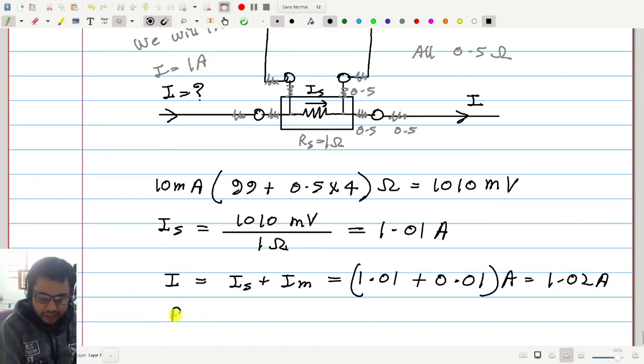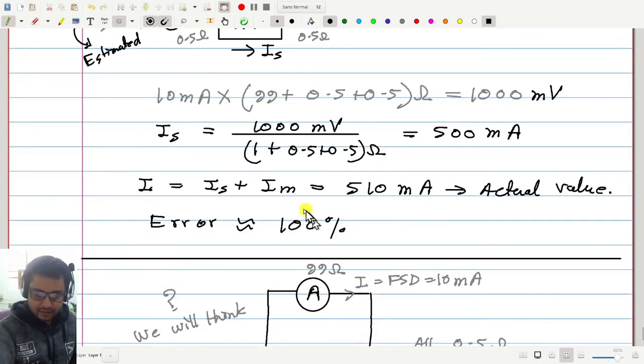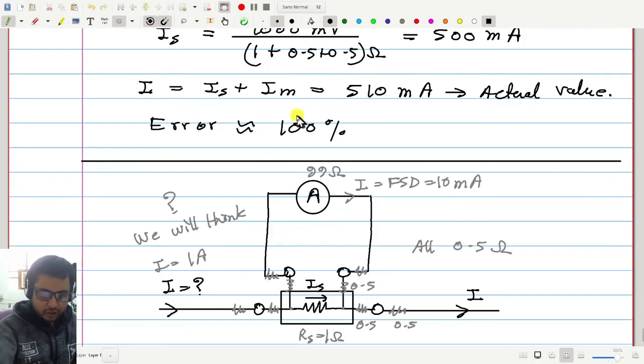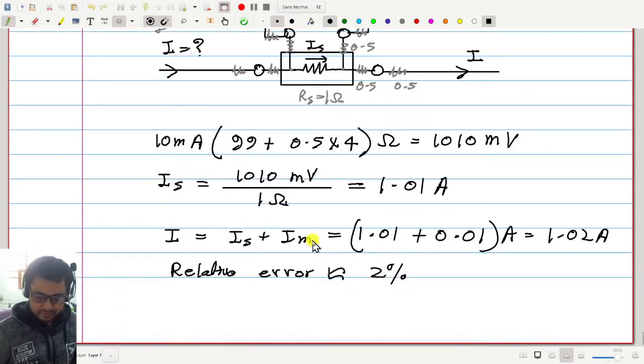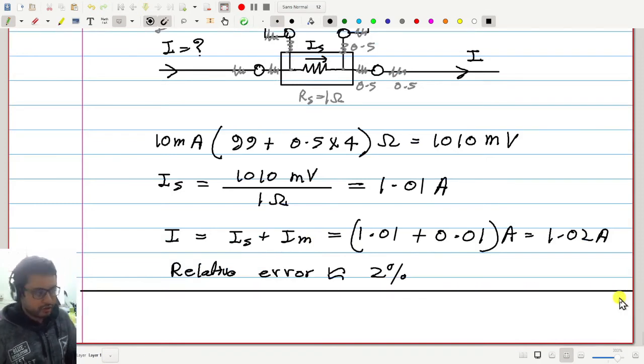Okay, so relative error is approximately like 2% only. Previously we were getting 100% error, but that previous one is not usable, this one is much more acceptable. So that is the beauty of a 4-terminal resistance. Is everything fine so far?